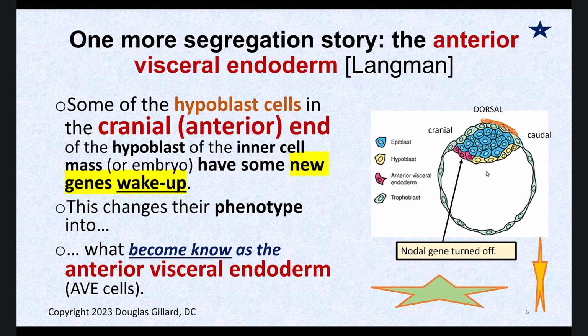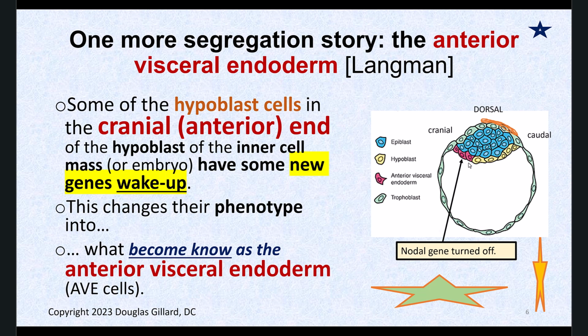The anterior visceral endoderm is really important in forming the heart and the brain. And even more importantly, it tells the primitive streak where not to start. The primitive streak is basically the beginning of our nervous system and our spine and everything. So it's important the primitive streak starts on the caudal part and not the cranial part of the endoderm. So let's talk about these cells because they're so important.